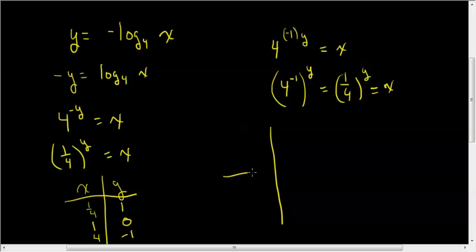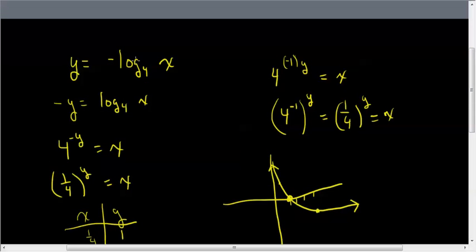So this function is going to look like this. X equals 4, y equals negative 1, x equals 1, y equals 0, x equals 1/4. I'm up here at 1. So this is simply my original logarithm, which looked like this, right? Log base 4 of x looked like this, right? The negative log base 4 of x is just flipped that direction. Okay?